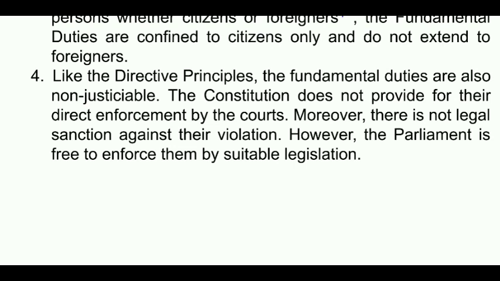Now, criticism of fundamental duties. The fundamental duties mentioned in Part 4A of the Constitution have been criticized on the following grounds.